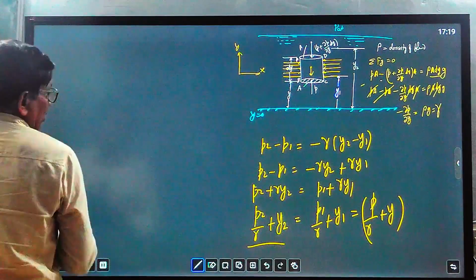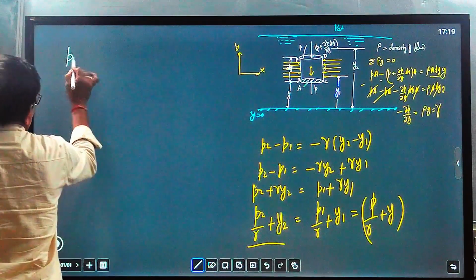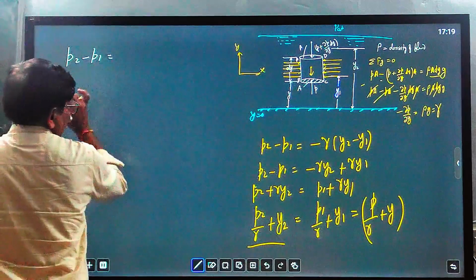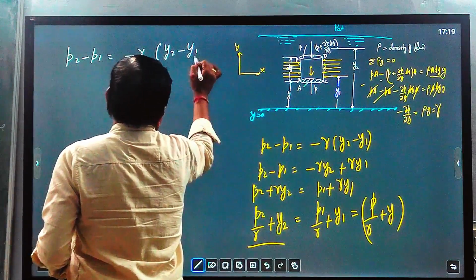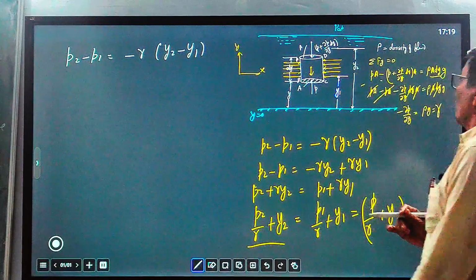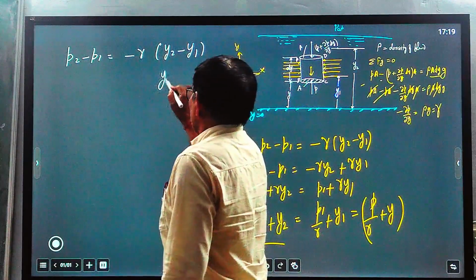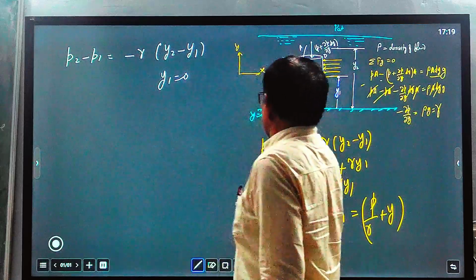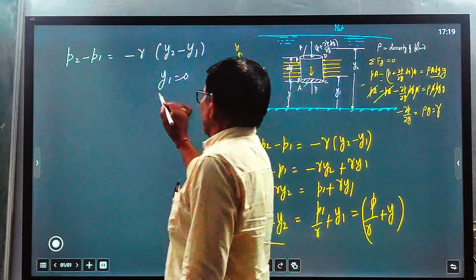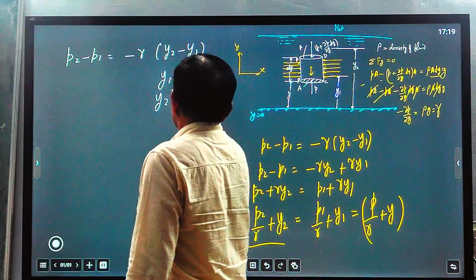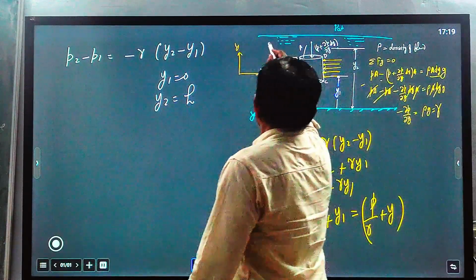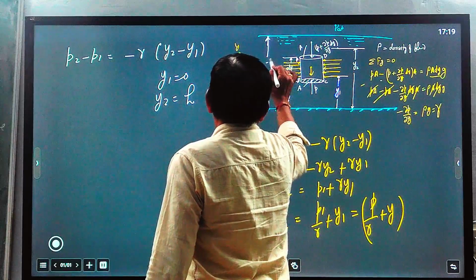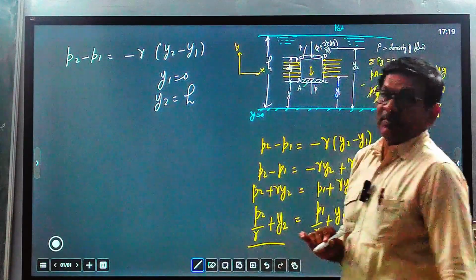Take the equation here, P2 minus P1 equal to minus gamma (y2 minus y1). Suppose y1 equal to 0 at the reference point, meaning at the datum point, and y2 equal to h. Y2 equal to h means the whole length is h. From here to here it is a depth h, the depth of the bottom from the free surface is h.